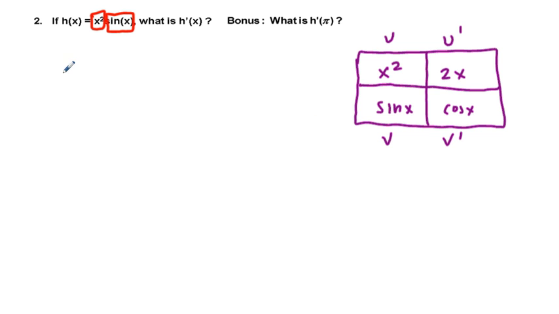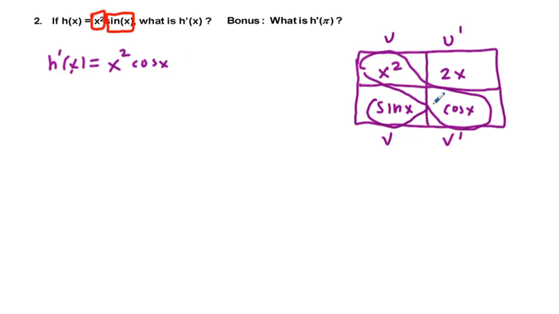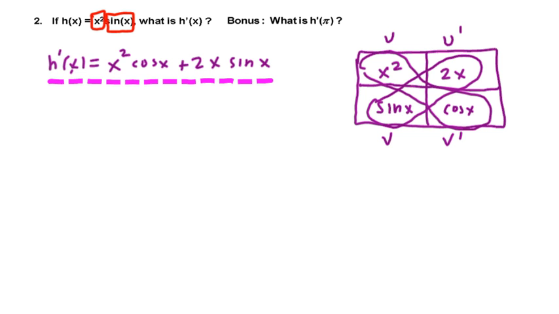So that's going to be h prime of x is going to be equal to x squared cosine x plus 2x sine x. So basically, this is the problem worked out. And yes, you can do some factoring out, but I'm okay with that.